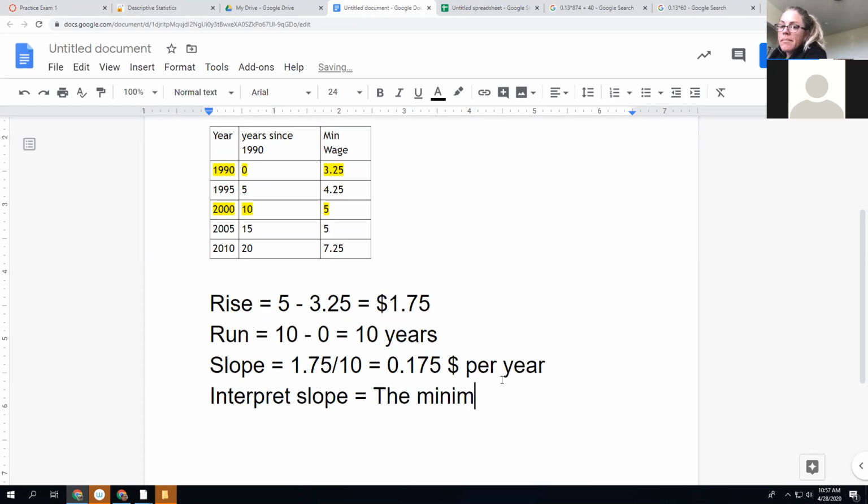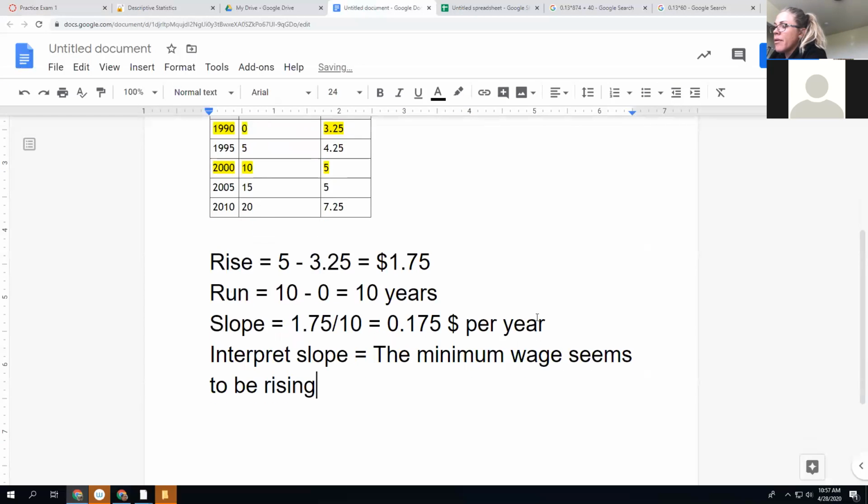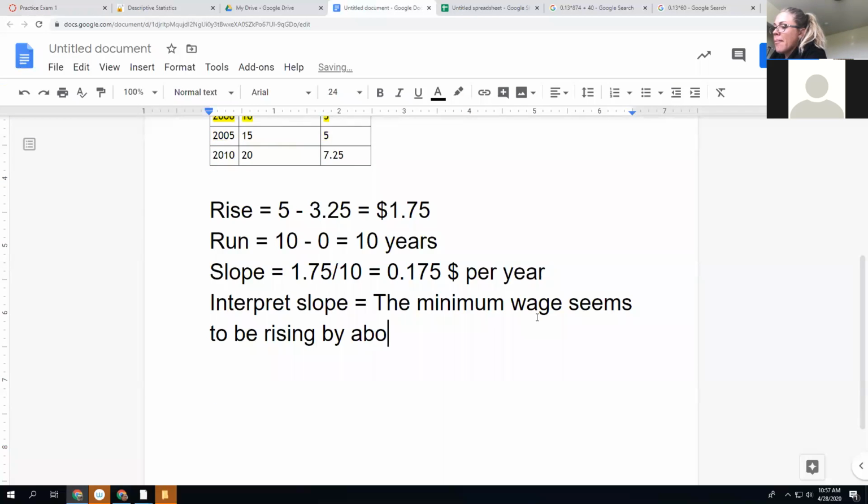So like if I were to interpret this for my mom, then I would say something like the minimum wage seems to be rising, right? It's going uphill. It's not just changing, it's rising by about, I'm going to call it cents. So I'm going to say 18 cents per year. But you could have said $0.175 too. But I think my mom would appreciate the 18 cents better than the 0.175 per year on average.